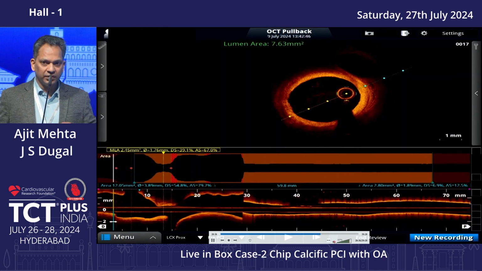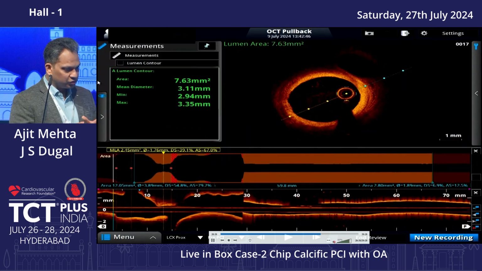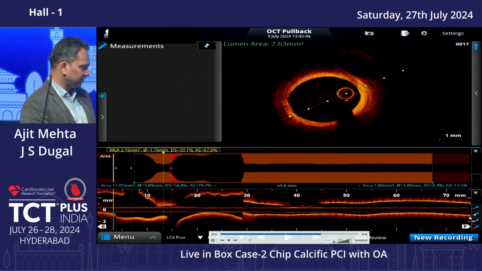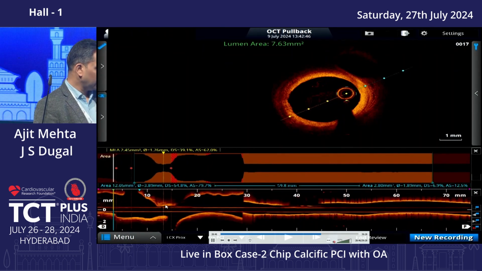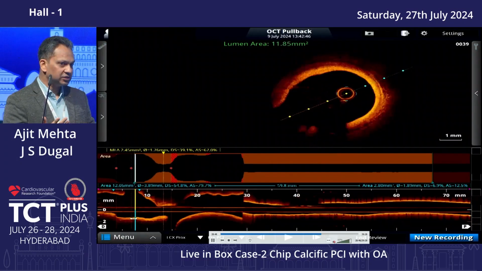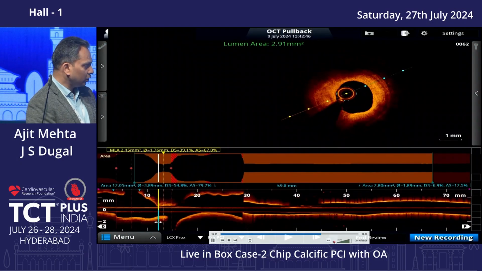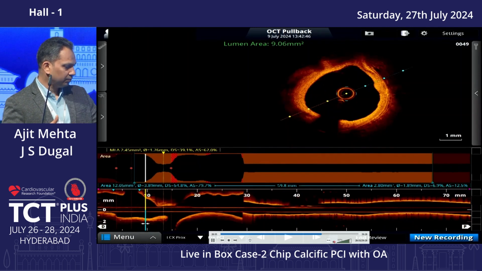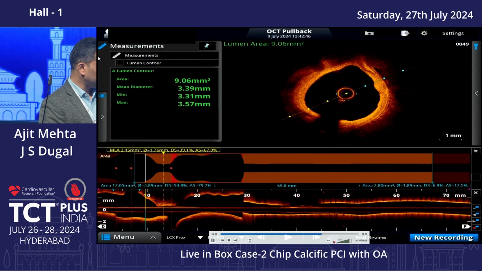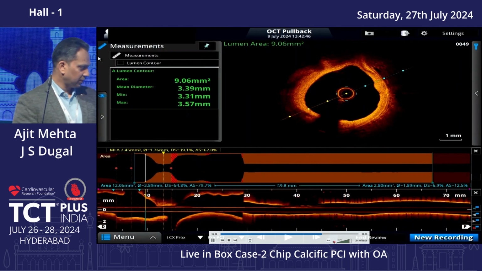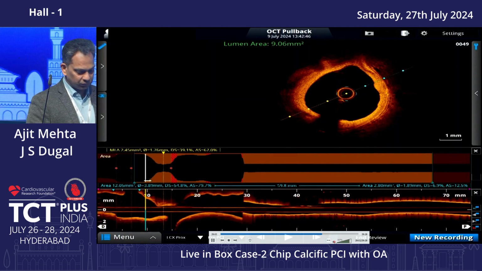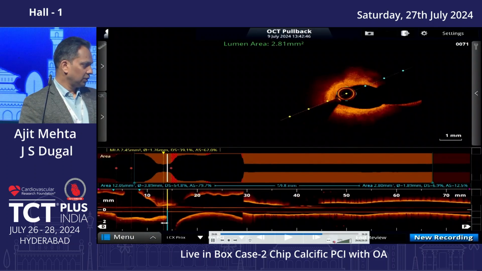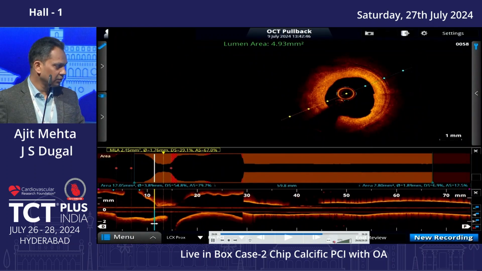What do you feel? Just do plain DCB to the side branch, or keep a kissing balloon and keep one balloon in the main branch as well when we are doing DCB to the side branch? Because the concept of carinal shift or the plaque shift will always be there if you are doing just simple side branch dilatation with DCB. So should we keep one balloon in the main branch? I don't think we know the right answer to that, but generally speaking, if you just dilate the side branch, you'll deform the main branch stent. So most would think of some sort of kiss or something like that.